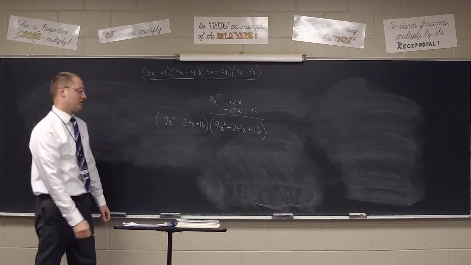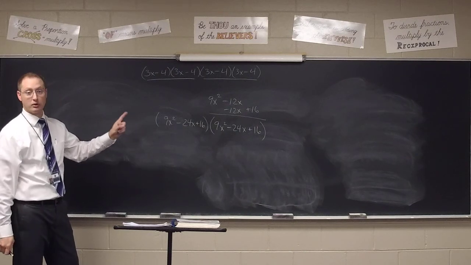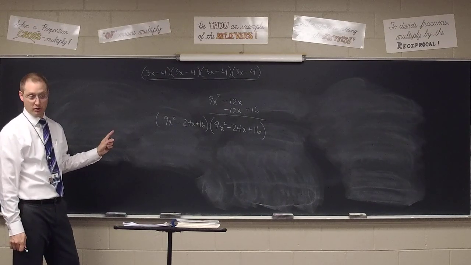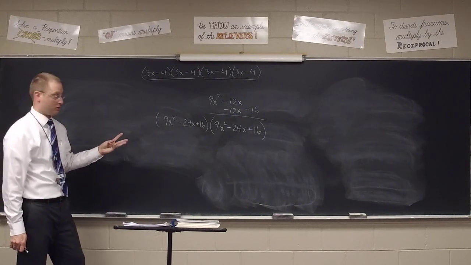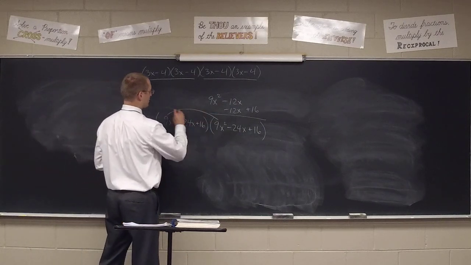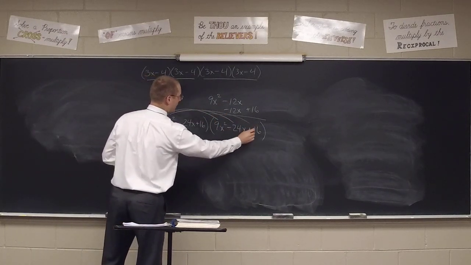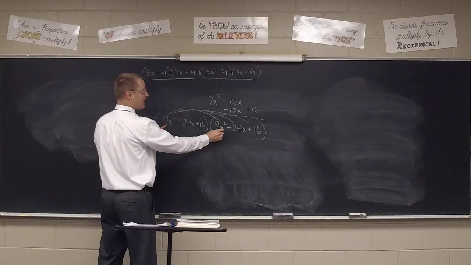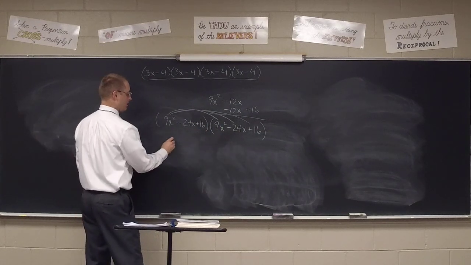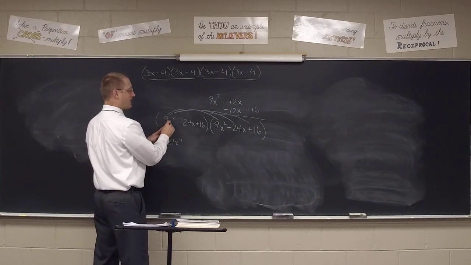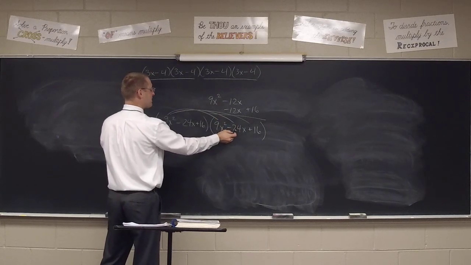And then guess what I could do to multiply two trinomials? We wouldn't double distribute, triple distribute. I start by multiplying the 9x squared all the way through. 9x squared times 9x squared. 9x squared times negative 24x.